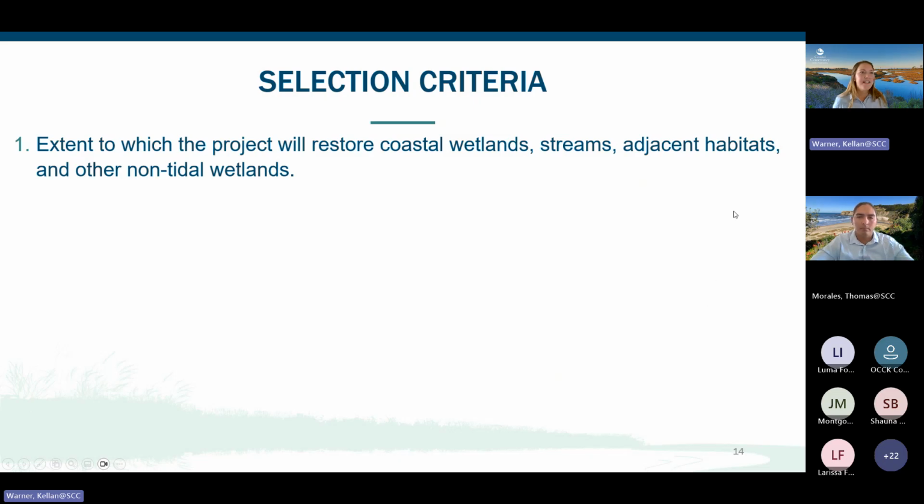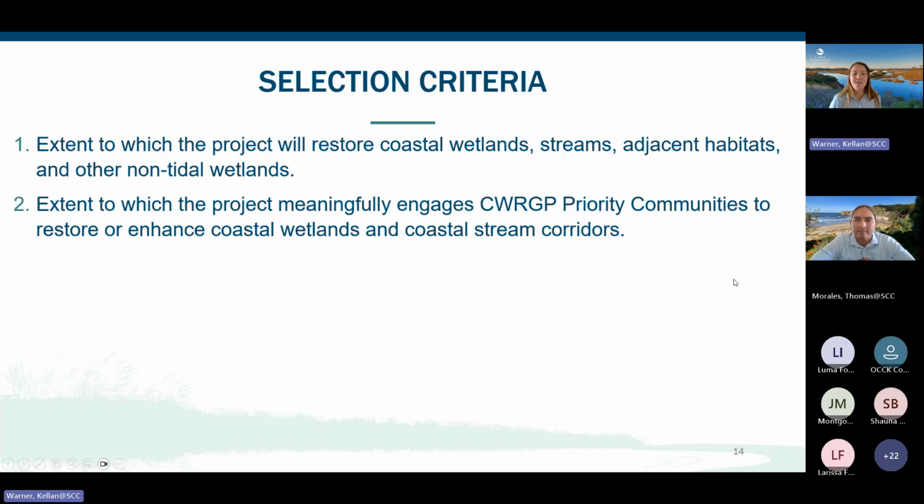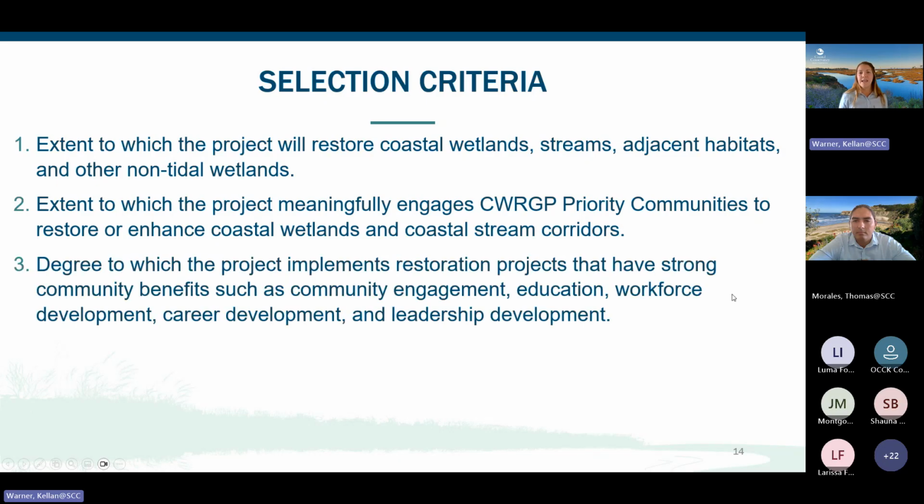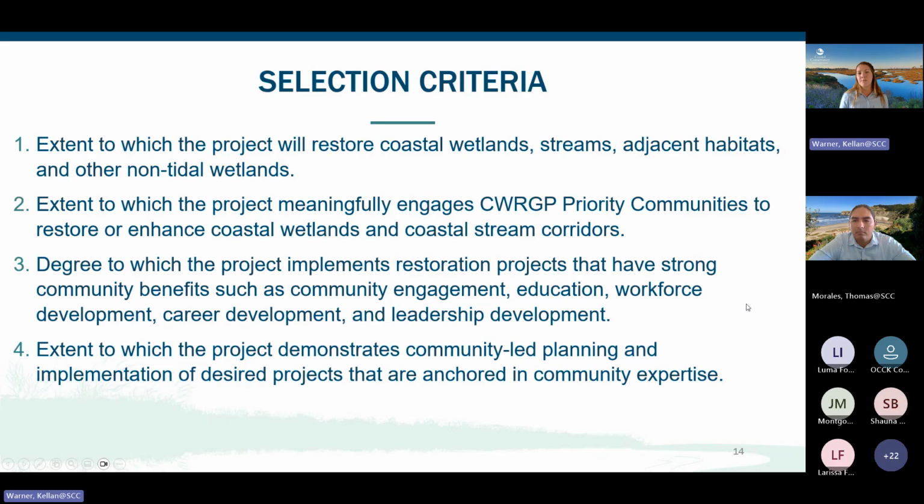All right, selection criteria. All of this is included in the application guidelines as well, so you don't have to memorize it. I'm just going to read through them all though. Okay, so the extent to which the project will restore coastal wetlands, streams, adjacent habitats, and other non-tidal wetlands. The extent to which the project meaningfully engages priority communities to restore or enhance coastal wetlands and coastal stream corridors. The degree to which the project implements restoration projects that have a strong community benefit, such as community engagement, education, workforce development, career development, and leadership development.